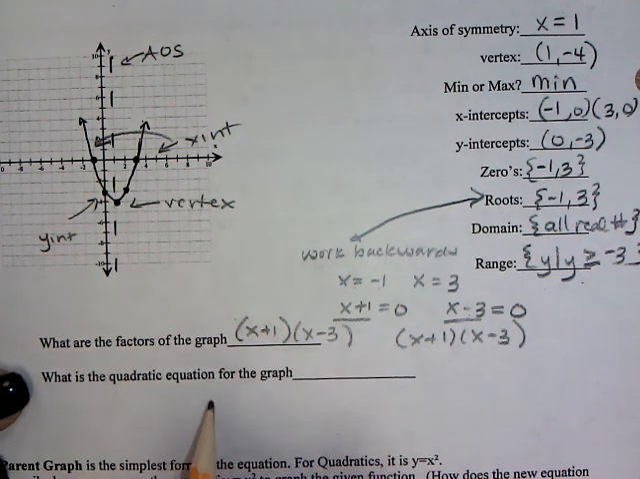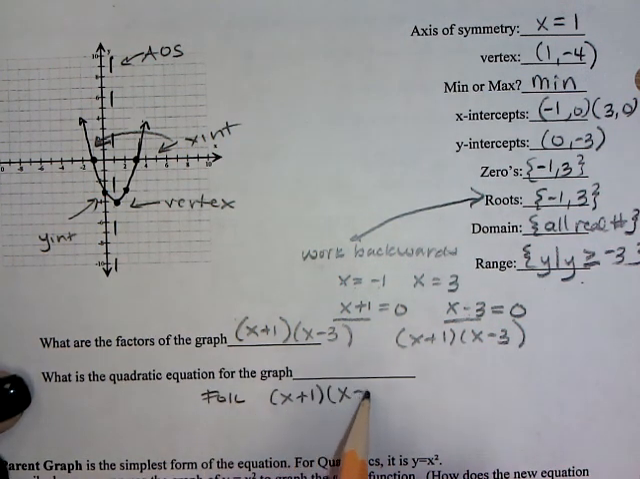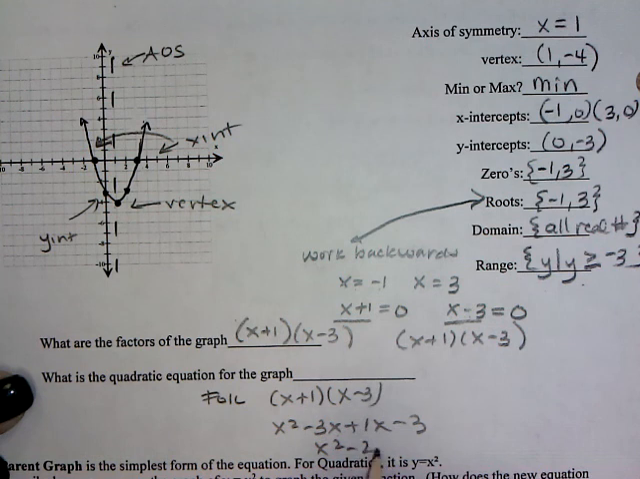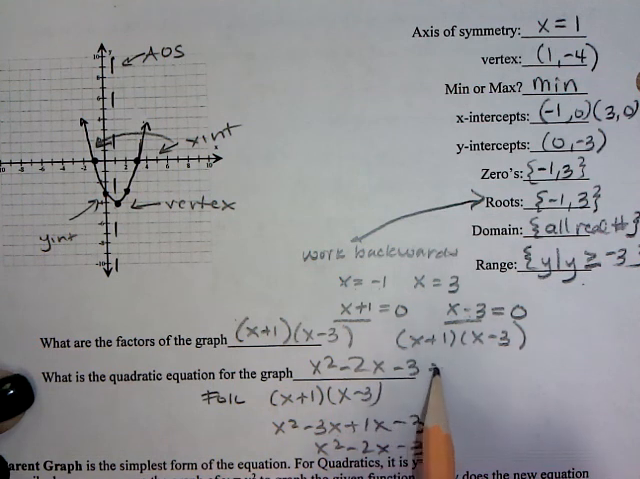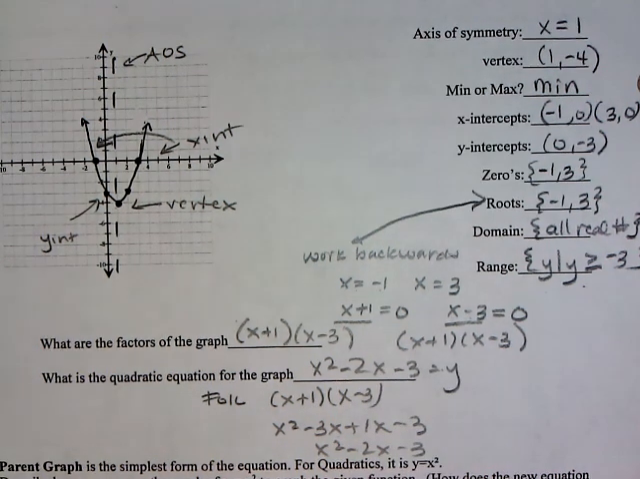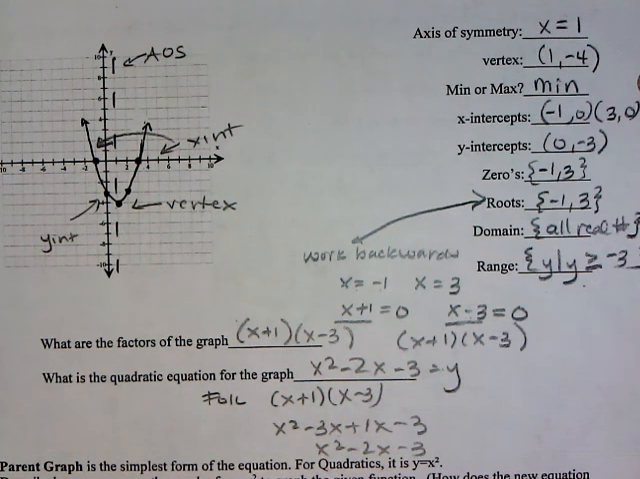Now to come up with my equation, all I need to do is FOIL the factors I just found. And then just set it equal to y or 0 or whatever. So to find the equation, all I have to do is factor what I already know.